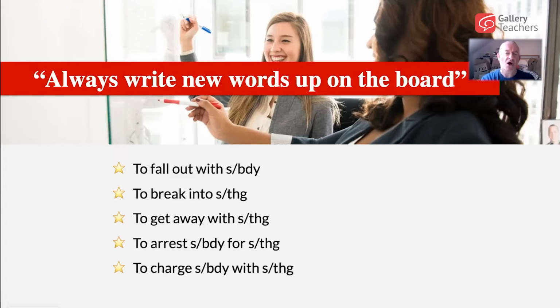I was also pretty bad back then, I think, at dealing with explanation. So when I had to explain something like to fall out with somebody, I would say, if you fall out with somebody, you have a big argument with them. If you break into a flat, you do this. And I would act out kicking a door down. And then I would say something like, and if you steal the TV, you get away with it. And I would mime running off down the road carrying a TV.